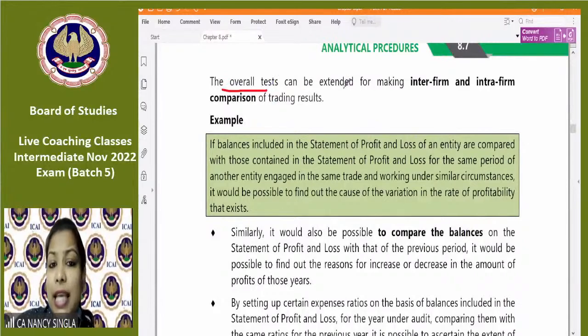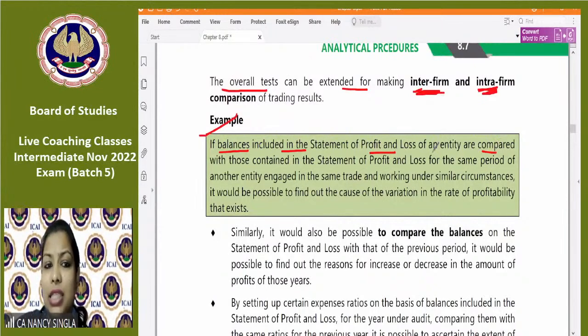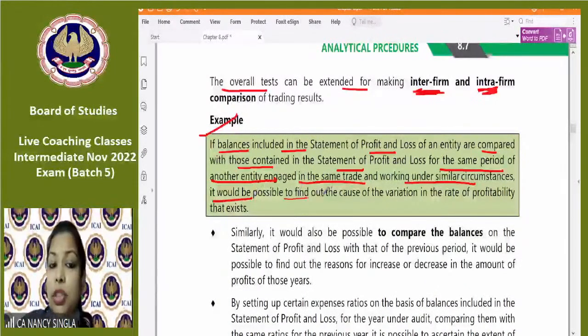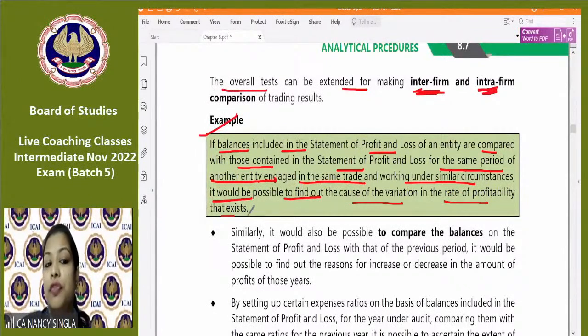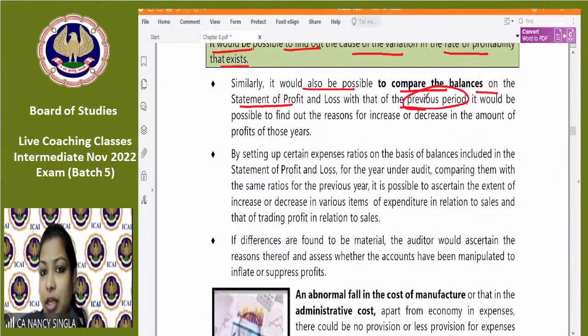So the overall test can be extended to inter-firm, that is other companies, and intra-firm, that is within the same company. Okay? So for example, if balances included in the P&L of the entity are compared with those contained in the statement of P&L of the same period of another entity engaged in the same trade and working under similar circumstances, it would be possible to find out the cause of variation in the rate of profitability that exists. Understood? Comparing the data with other companies. Similarly, it would also be possible to compare the balances in the statement of P&L with the previous period. So basically, the purpose has been told here.